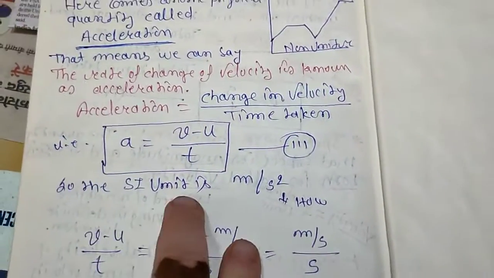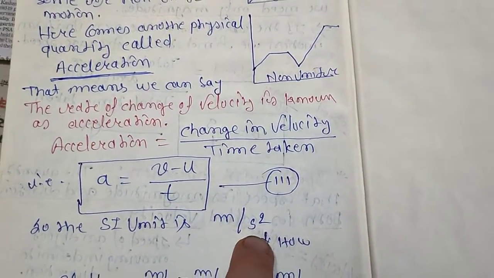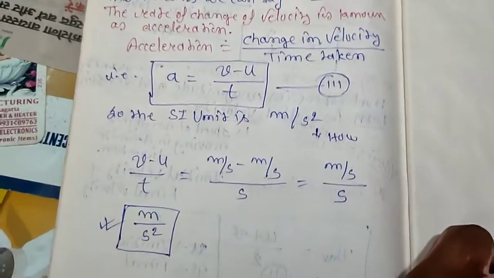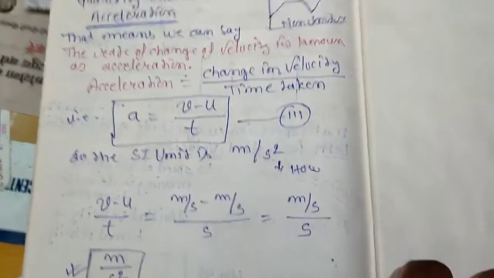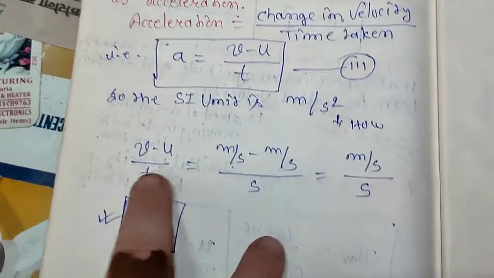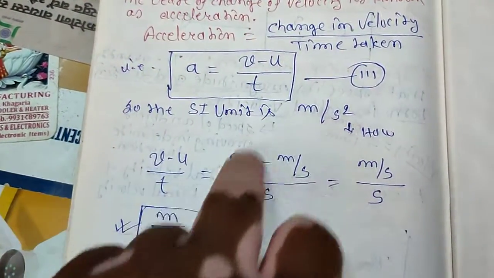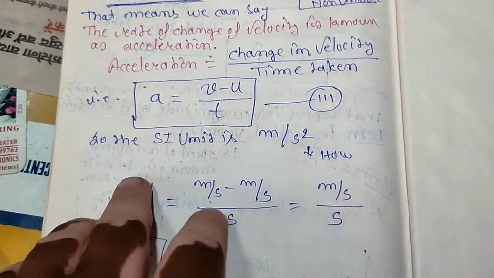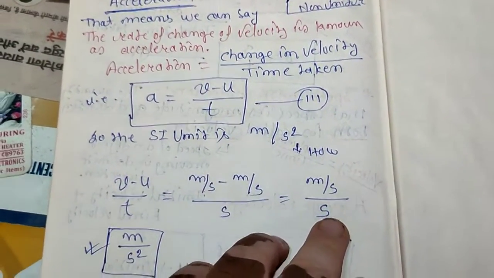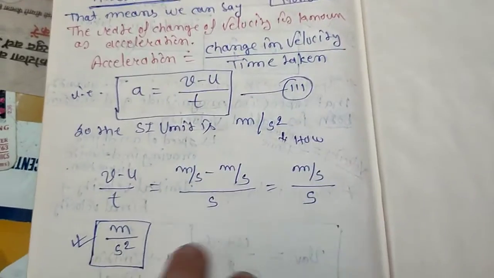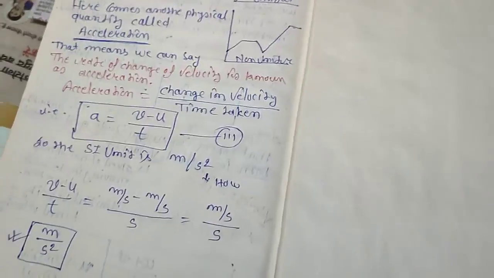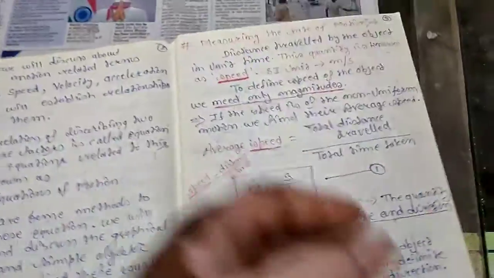The SI unit is meter per second square. For speed and velocity we have seen the SI unit is meter per second, but for acceleration it is meter per second square. Why is this second square? We will understand with the help of the formula mathematically. v minus u over t, and v and u have the same SI unit, meter per second. So meter per second over second; as a class 9 student you can simply find this will be meter per second square. So we have discussed speed, velocity and acceleration.